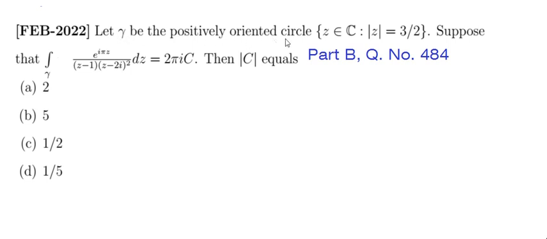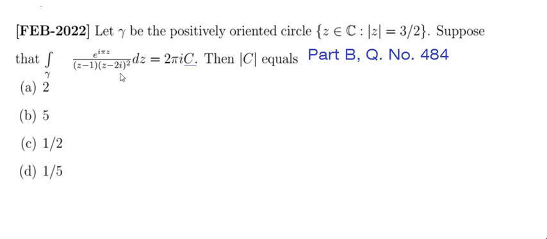Let gamma be the positively oriented circle, the set of z such that modulus of z is equal to 3 by 2. Given the integral over gamma of e power i pi z divided by (z minus 1) times (z minus 2i) whole square dz equal to 2 pi i into c. Here we need to find the value of modulus of c.